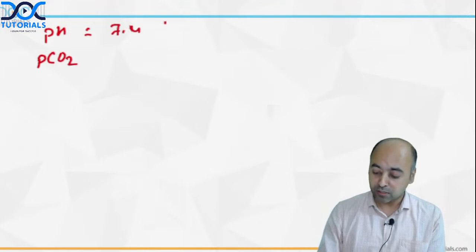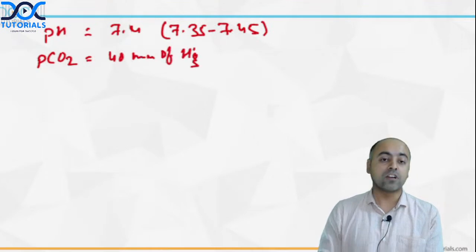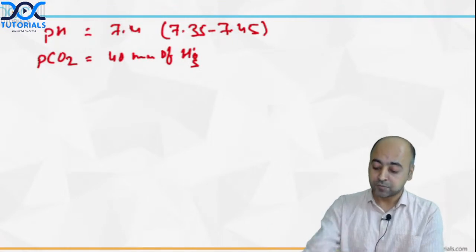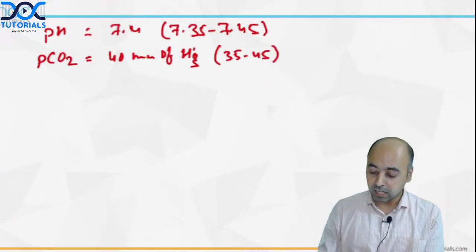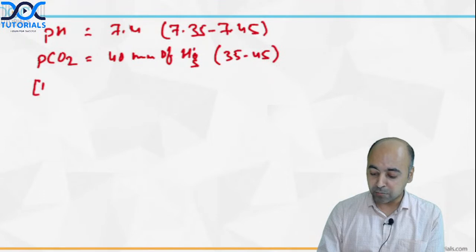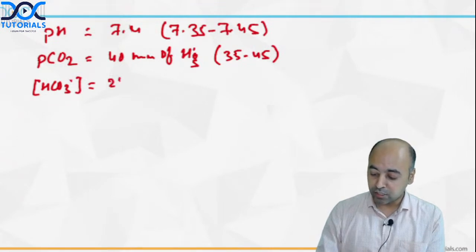When you talk about the PCO2, the value should be 40 millimeters of Hg, and again, the range can be somewhere between 35 to 45. Lastly, we come to the bicarbonate concentration. In this case, typically the value should be 24 milliequivalents per liter.